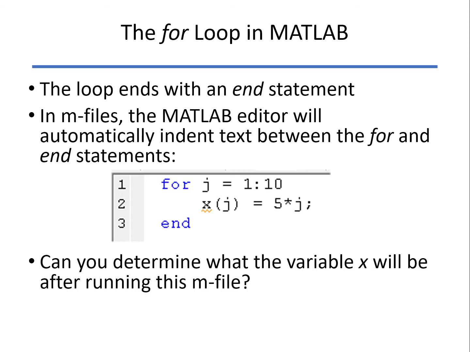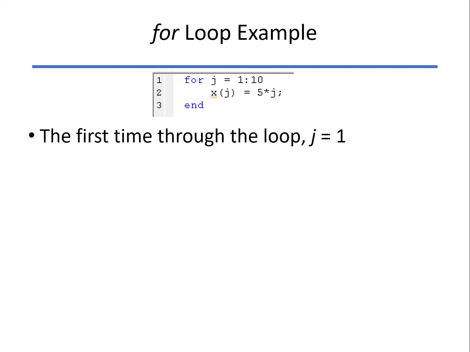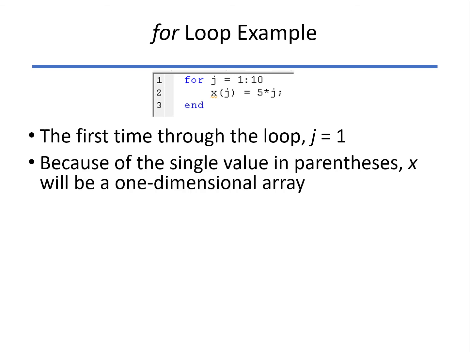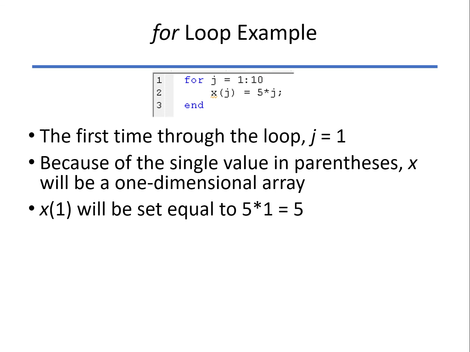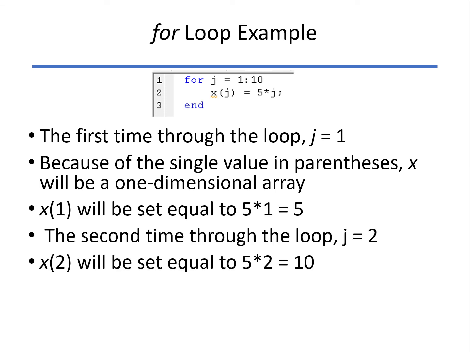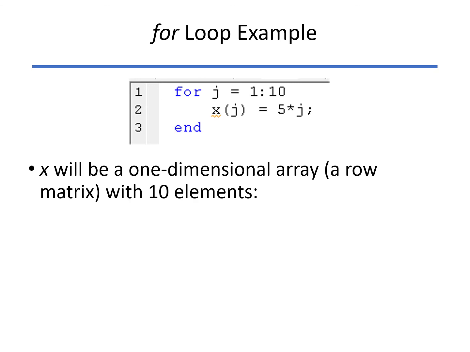And so if we run this, what's going to happen this first time through the loop is the value of the counter, j, will be equal to 1. The statement will be that because j is in parentheses, it says x(1) is going to be equal to 5. So that tells you right away that we're going to be creating an array as we go through this loop. And as we go through 10 times, we end up with a one-dimensional array with 10 elements, the last of which will be a value of 50.